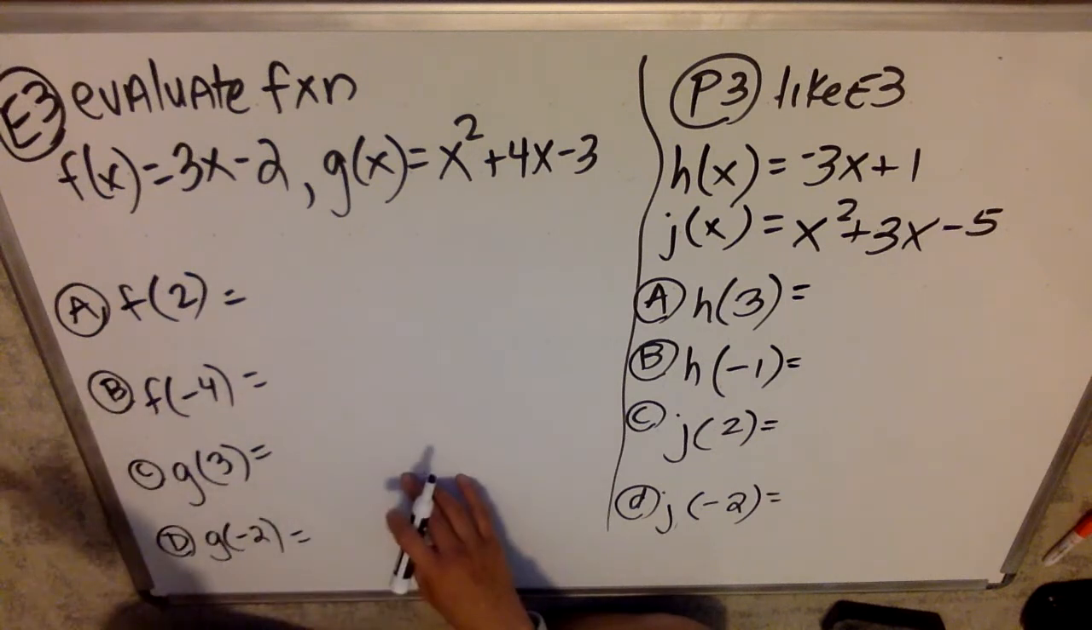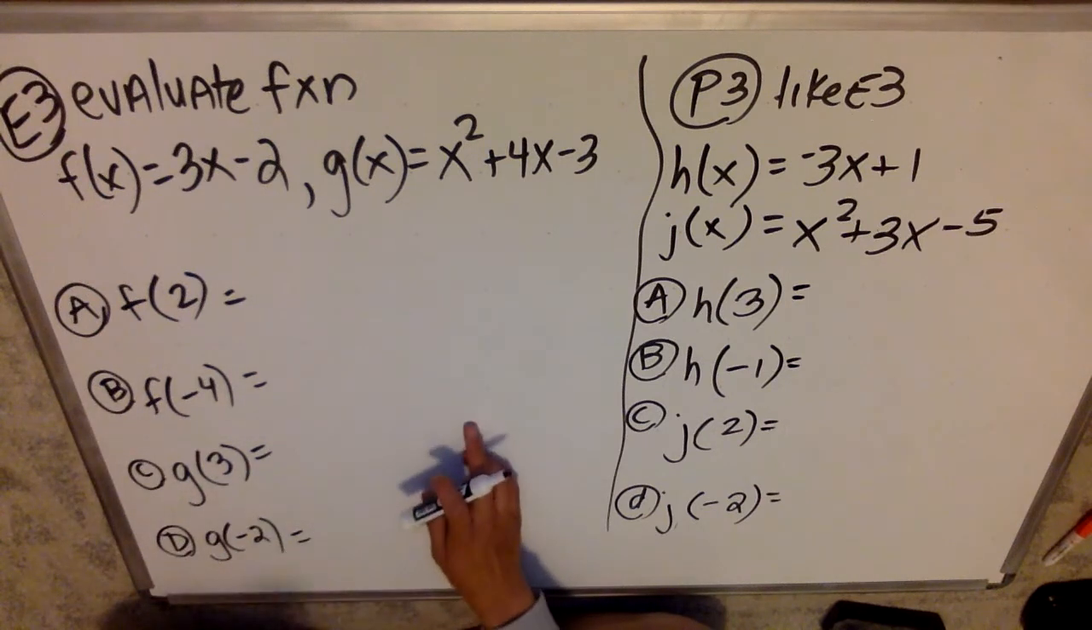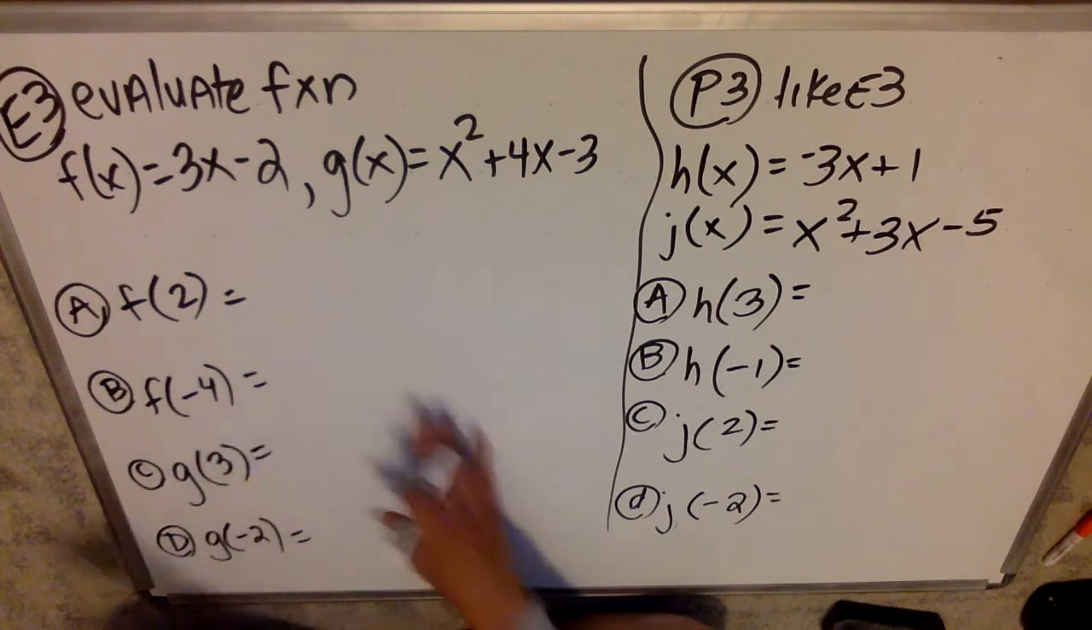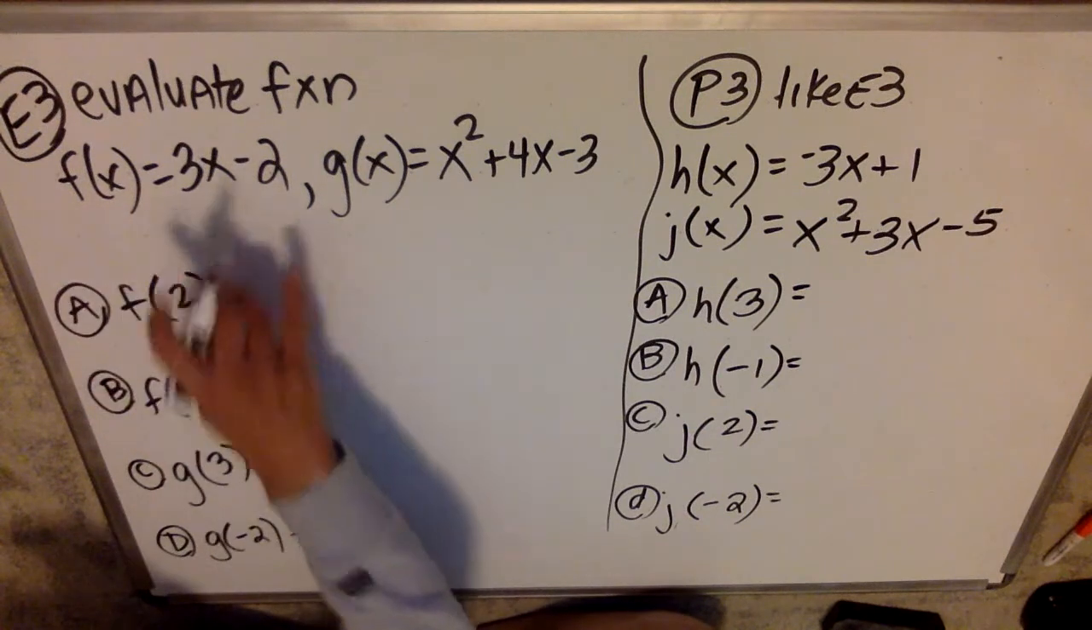Okay, so let's walk through E3, and then you can try P3. All right. So f of 2 is going to mean take this f function, and anywhere I see an x, I plug in a 2.